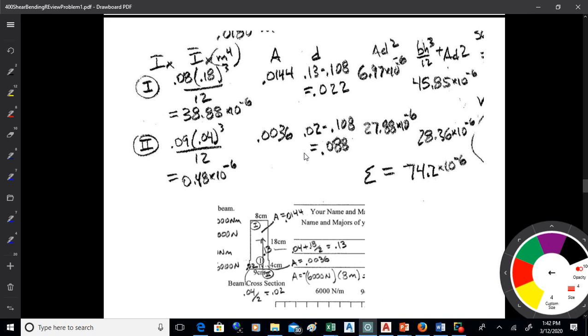Y'all doing okay on that moment of inertia? I just went times 10 to the minus 6. I got 74.2. Is that right?